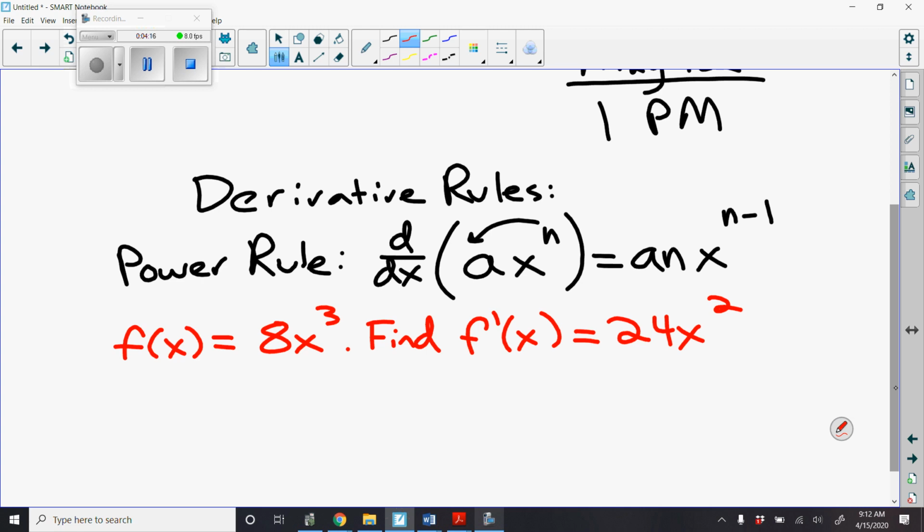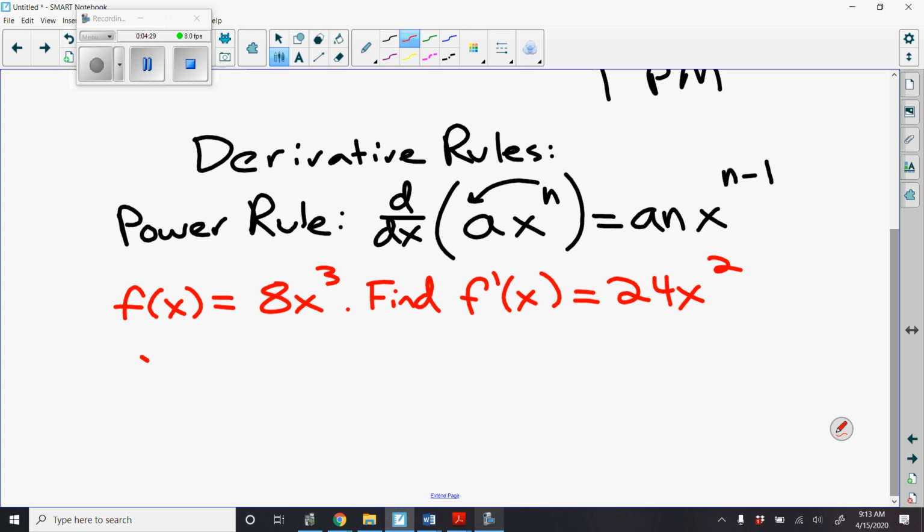However, sometimes we're not in ax to the n form. We need to get to ax to the n form, do the derivative, and then convert back. So let me show you what I mean by that. This is still a power rule, even though it looks much more difficult. Okay, so now we're not in ax to the n form. So some things that we have to know. Square root means half power.